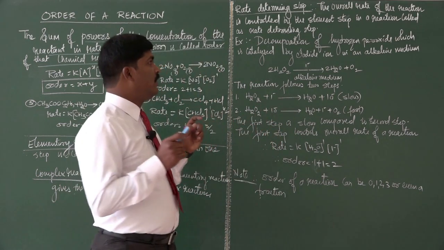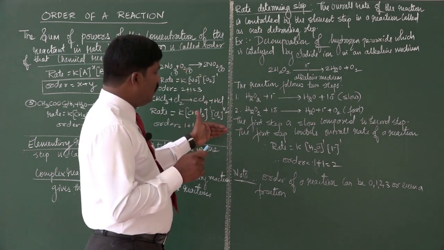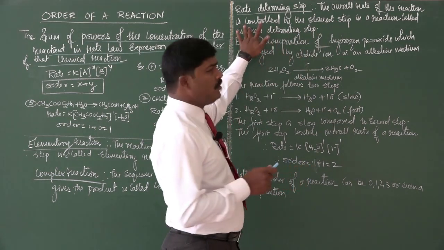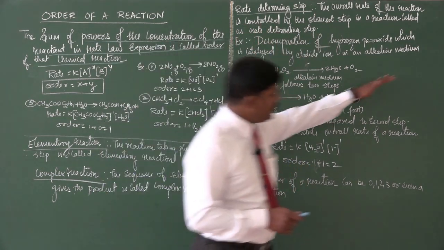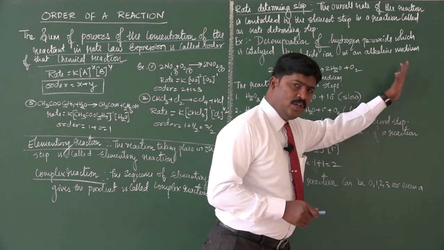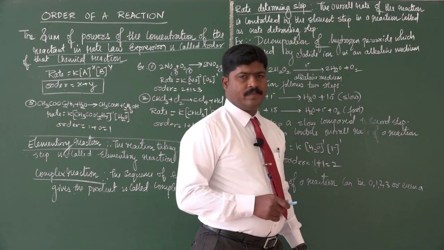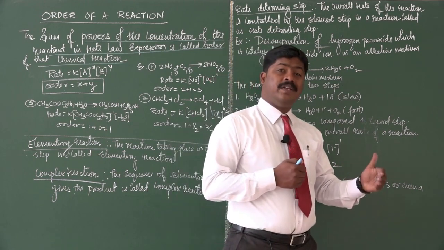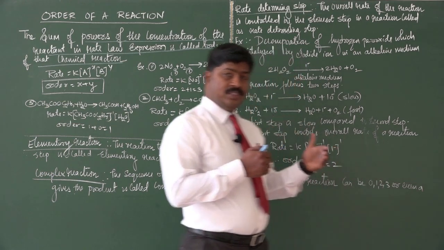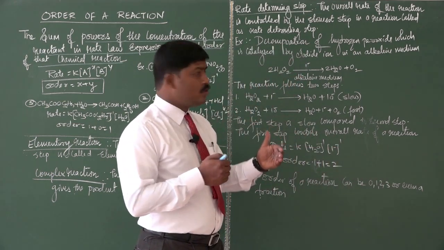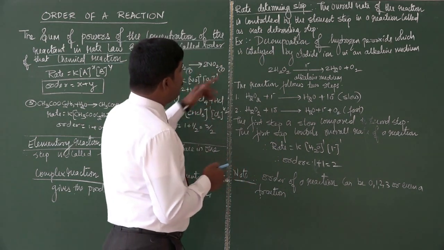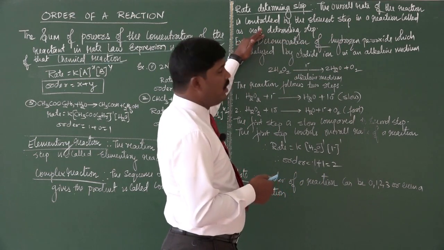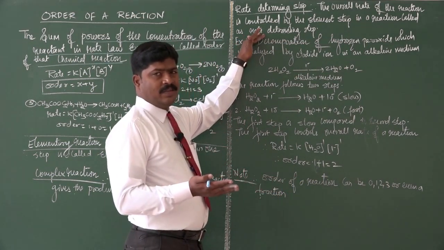Now how do we go about this, sir? I will define it, then we will take an example. What is the rate determining step? The overall rate of a reaction is controlled by the slowest step. There may be 5, 6, or 7 steps involved. Don't worry. Among those steps, one step would have taken more time to complete. So the overall rate of a reaction is controlled by the slowest step, which is called the rate determining step, RDS.